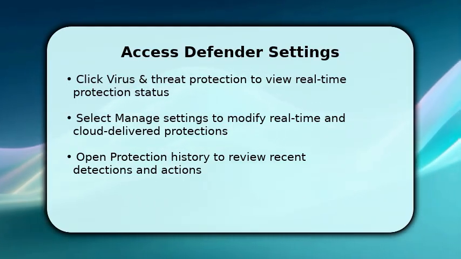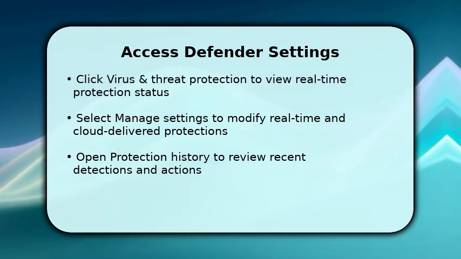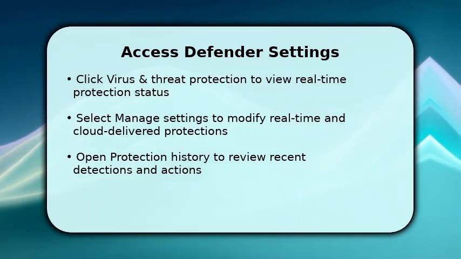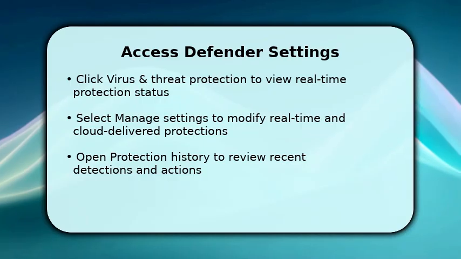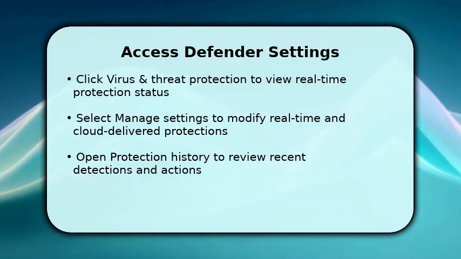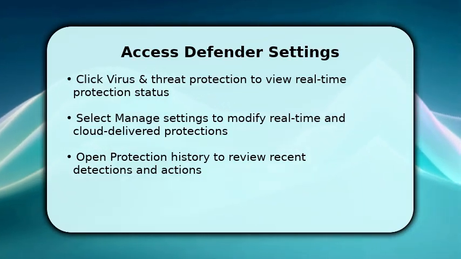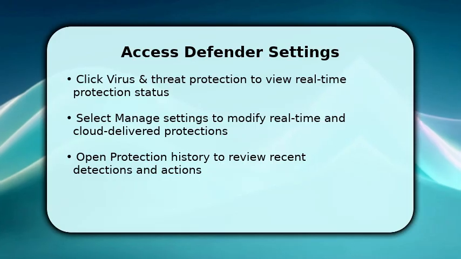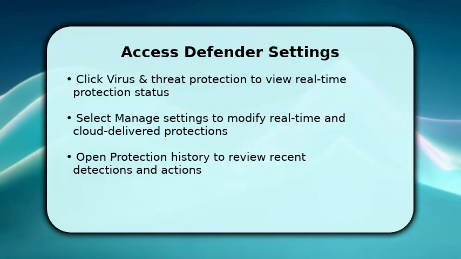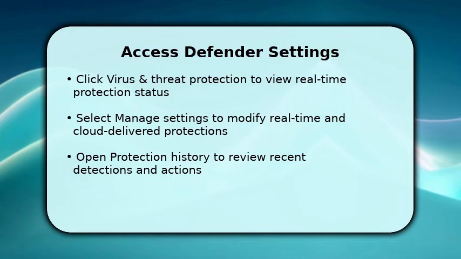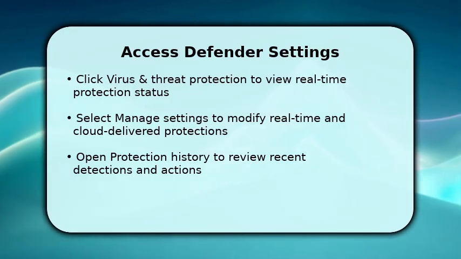Click Virus and Threat Protection to view current protection status. If it shows active, real-time protection is running. Next, choose Manage Settings to enable or disable real-time protection, cloud-delivered protection, and automatic sample submission. Adjust thoughtfully because these affect detection speed and privacy.